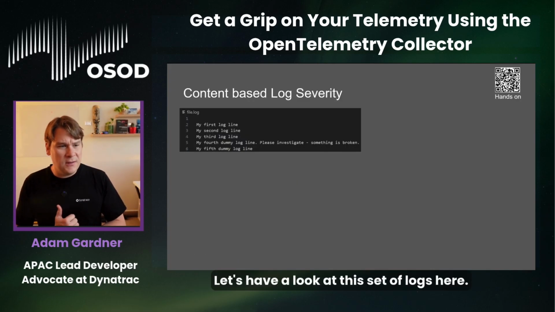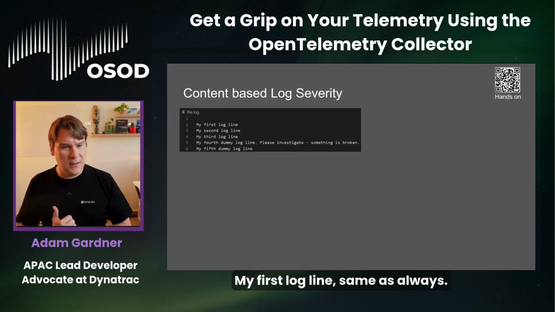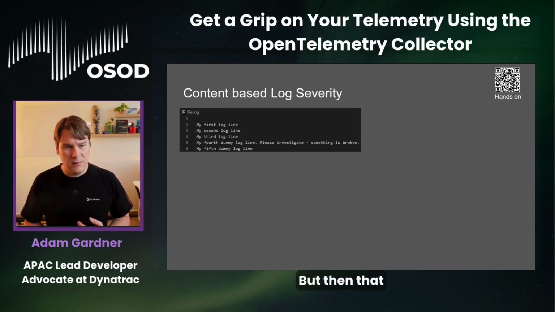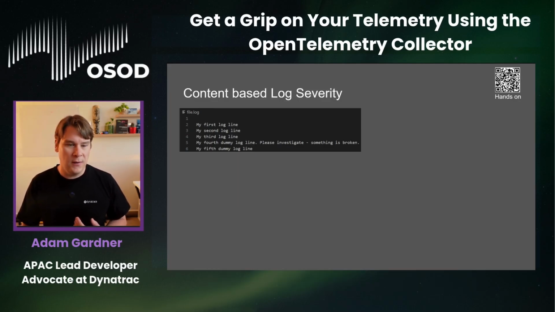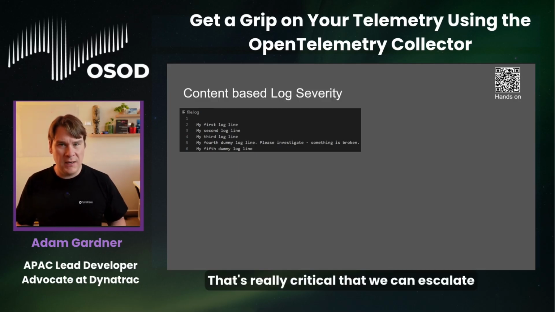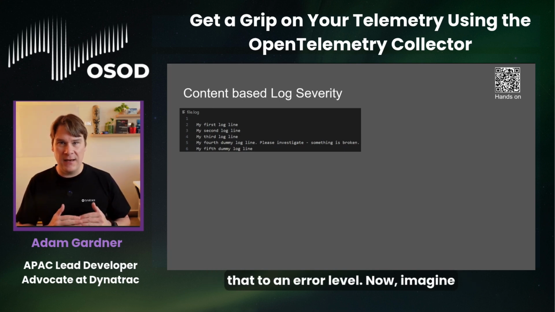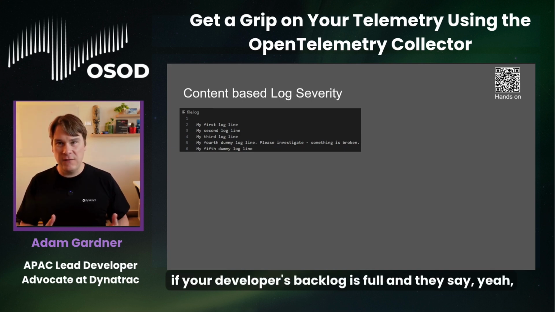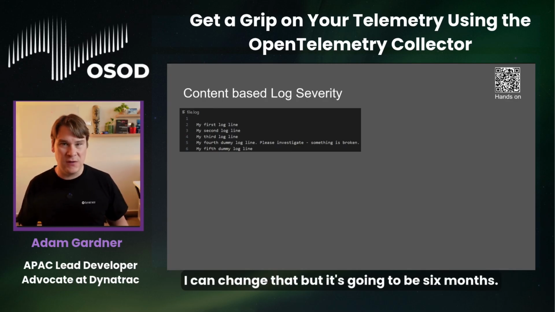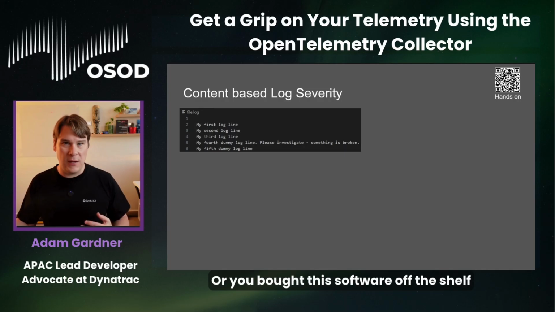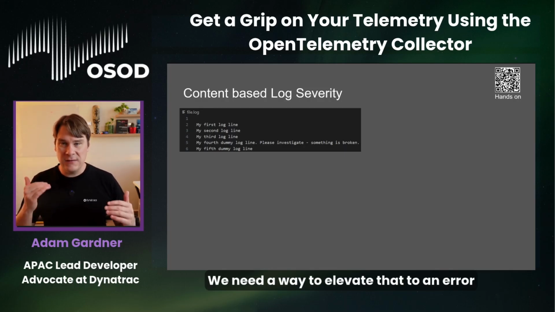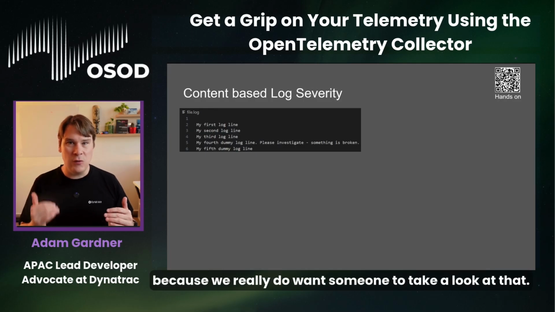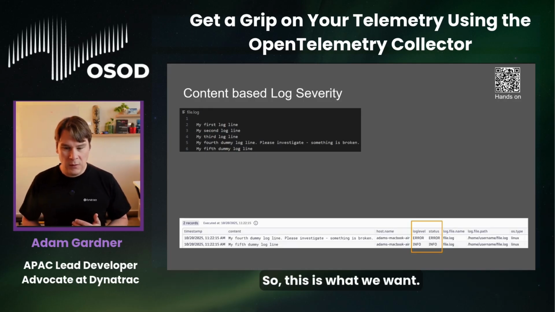Okay, let's have a look at this set of logs here. My first log line, same as always, but then that fourth dummy log line, please investigate, something is broken. That's really critical, so we can escalate that to an error level. Now imagine if your developer's backlog is full and they say, yeah, I can change that, but it's going to be 6 months. Or you've bought this software off the shelf and you can't actually change that log line at all. We need a way to elevate that to an error because we really do want someone to take a look at that. So this is what we want.